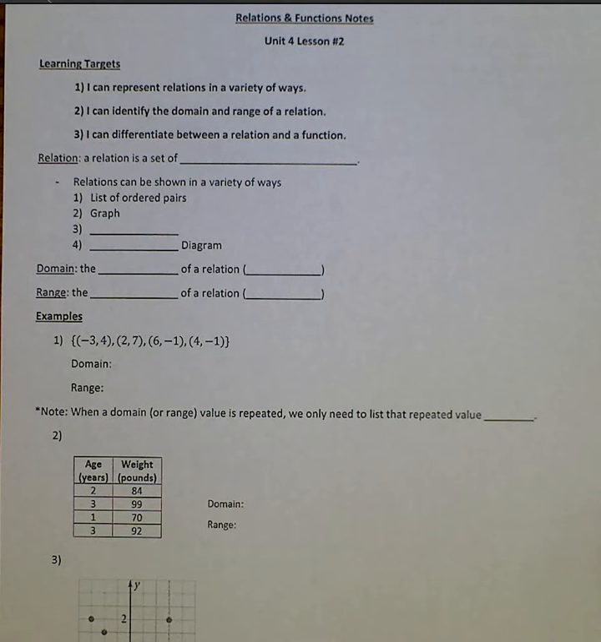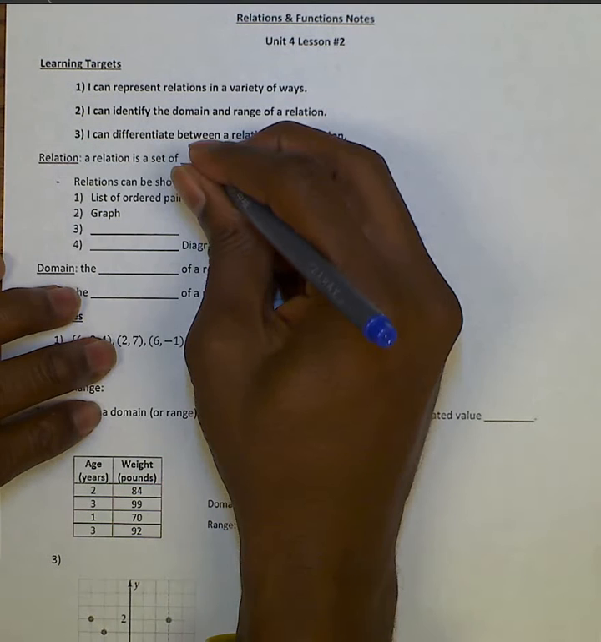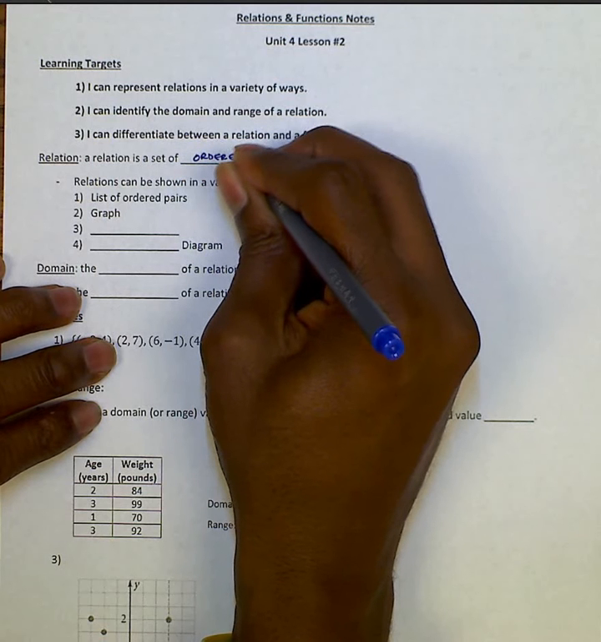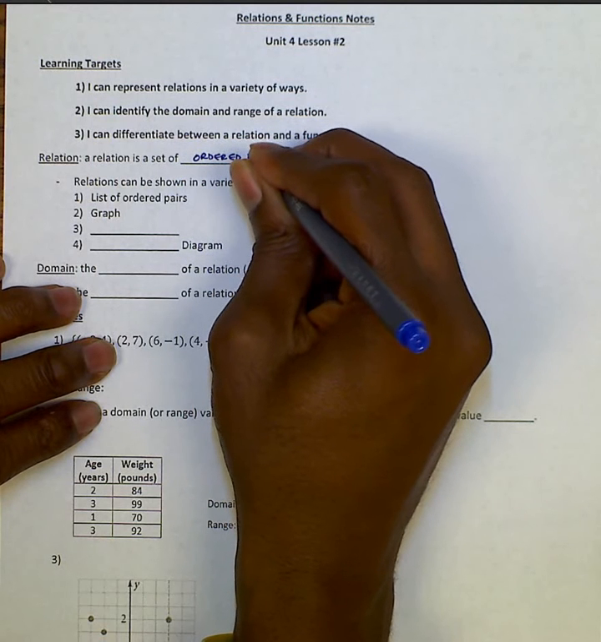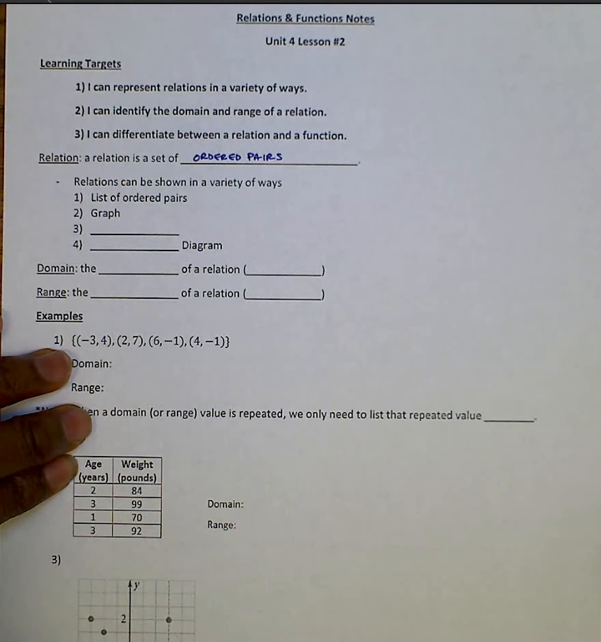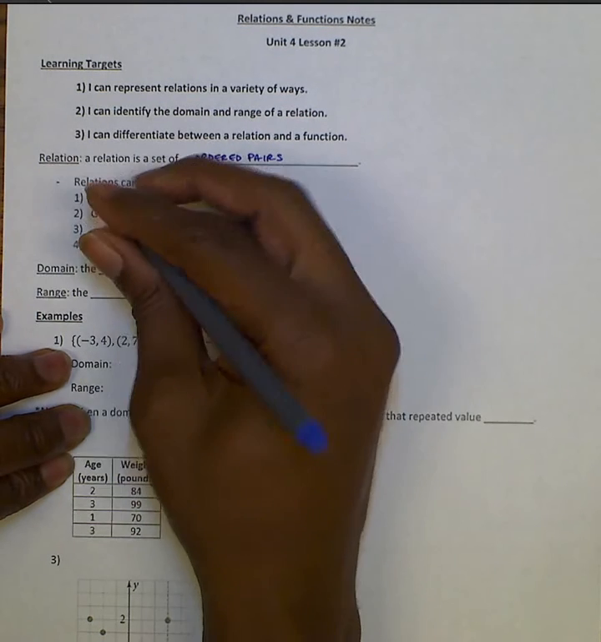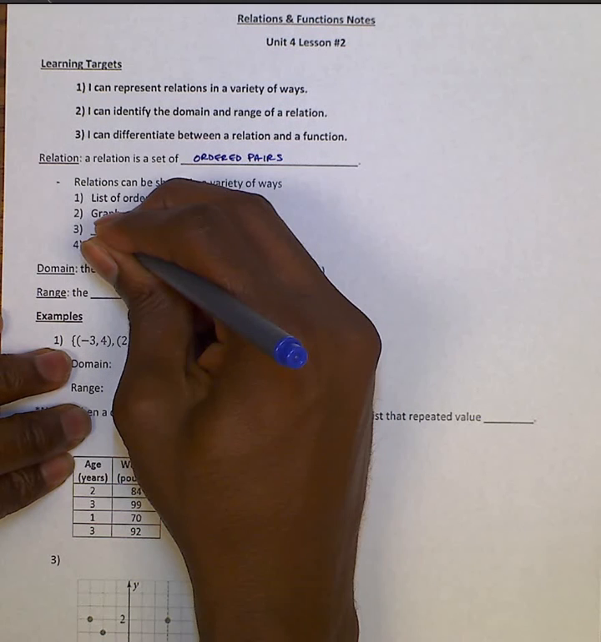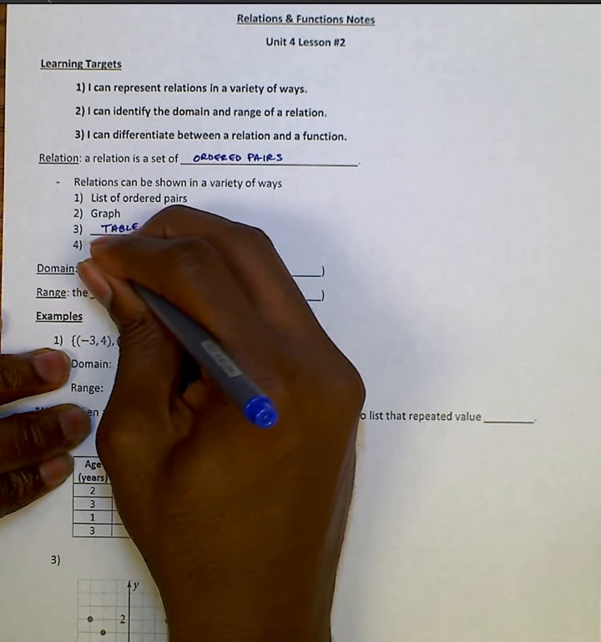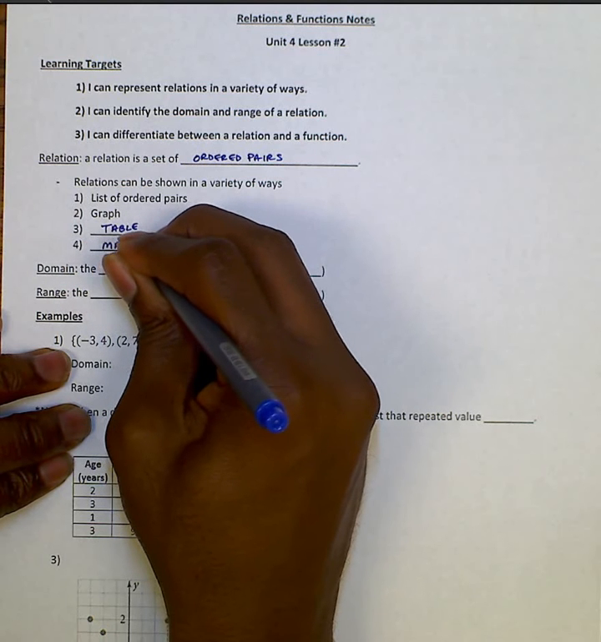Okay? A relation is a set of ordered pairs. Ordered pairs. Okay? And we can show relations in a bunch of different ways. We can list them as ordered pairs, we can graph them, we can make a table, and we can make a mapping diagram. And we'll show all of these today.